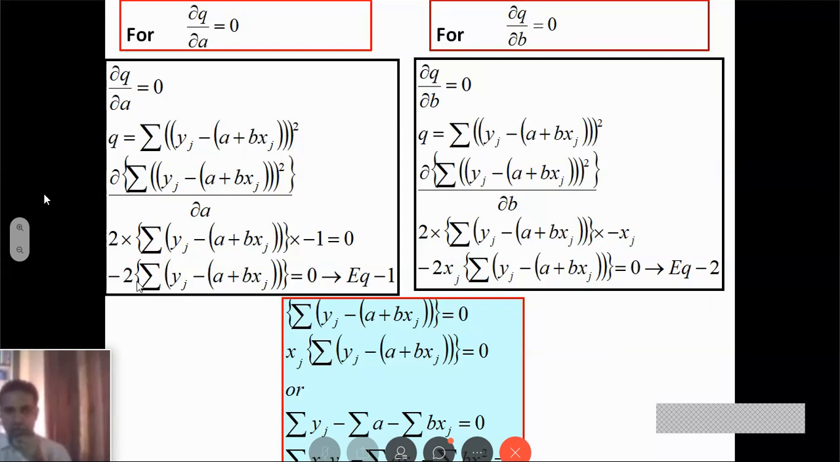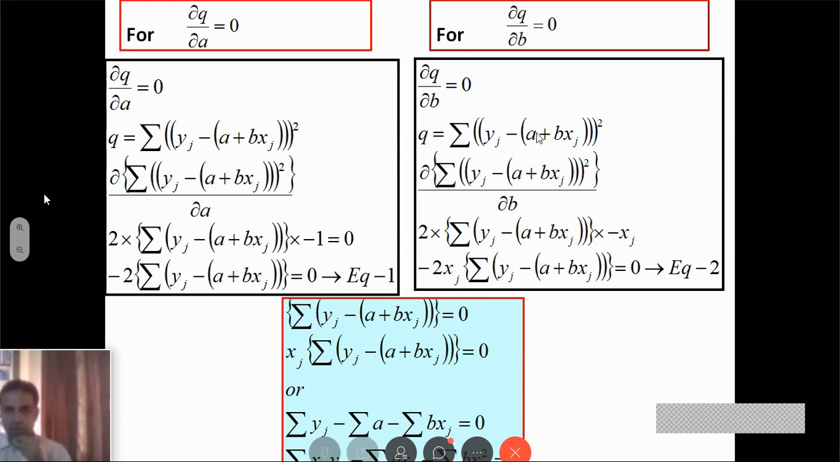The first equation I will get is minus 2 sigma of yj minus (a plus b xj). This minus 1 gets multiplied with 2, giving minus 2. Since it's equal to 0, I can divide by minus 2 on both sides. So the first equation will boil down to sigma of yj minus a plus b xj equal to 0. Likewise, we look at dou Q by dou b equal to 0.